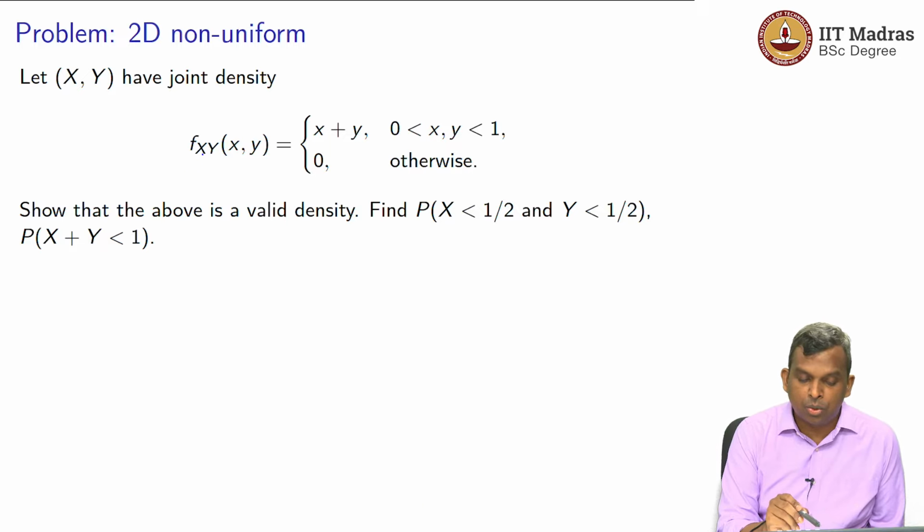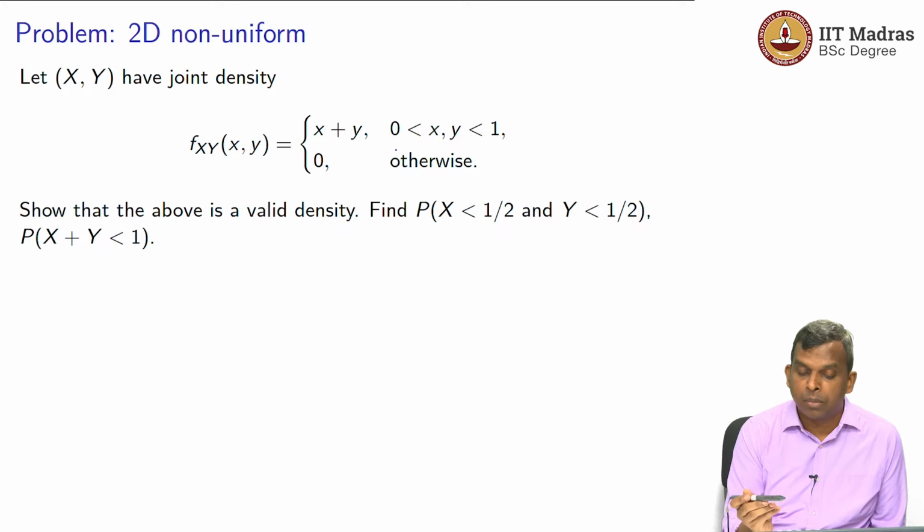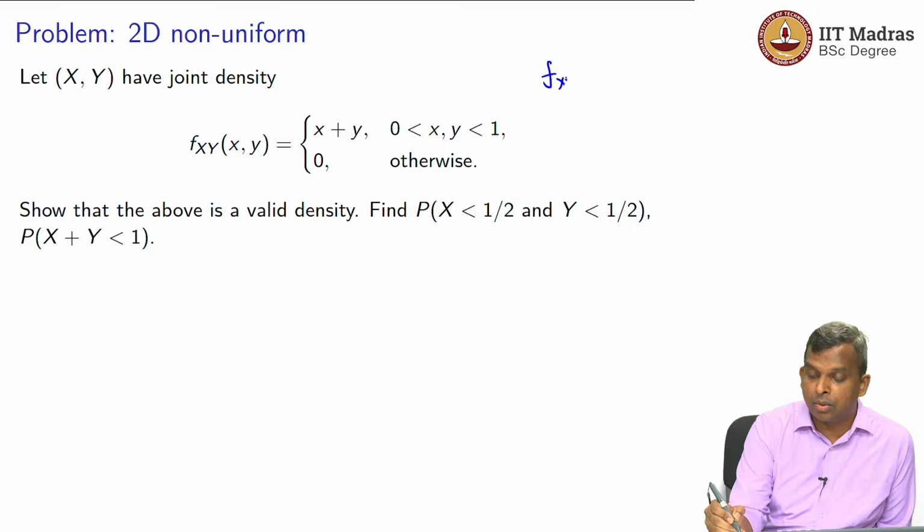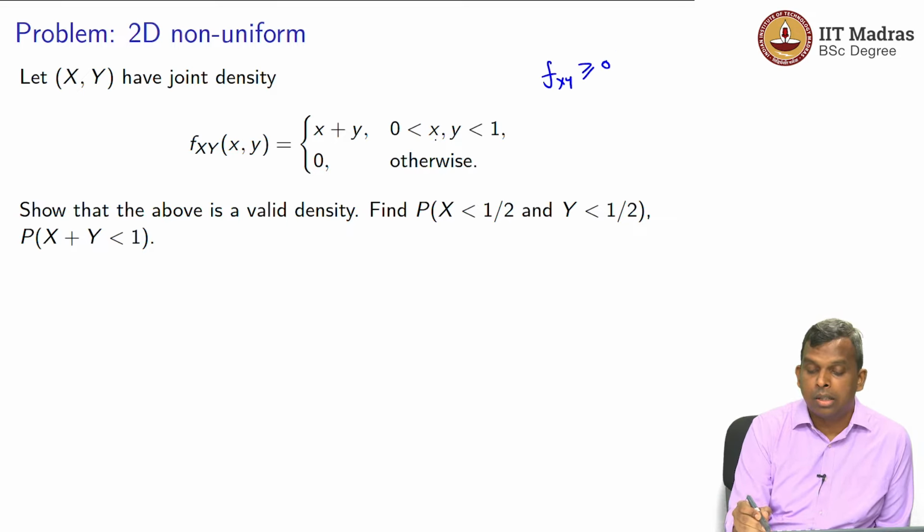The function that's given to you is f_XY(x, y) equals x plus y. Notice it's not 1 divided by the area or something. It's x plus y for x lying between 0 and 1. So you have to show that the above is a valid density. The first thing you can check is that f_XY is greater than or equal to 0. X and y are between 0 and 1, and x plus y is definitely greater than or equal to 0.